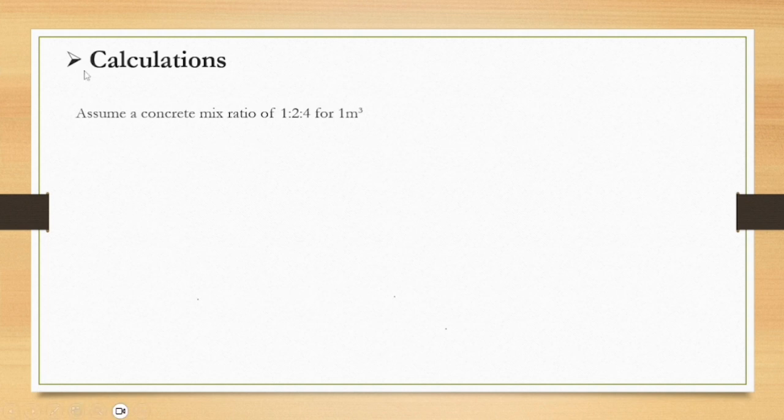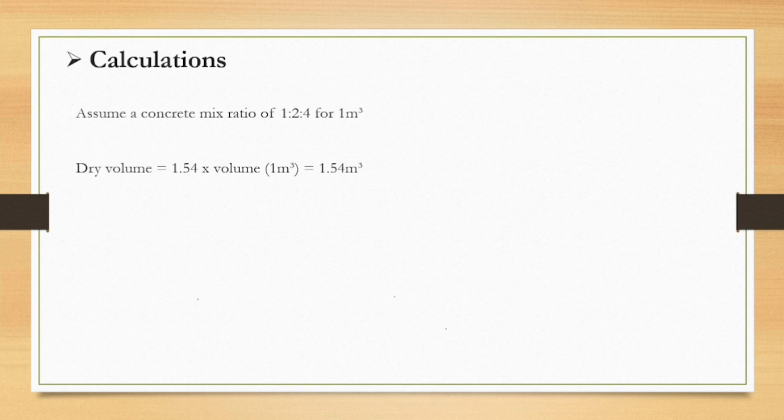let's now assume that the mix ratio we want to use is 1:2:4, and the quantity we want to do is 1 meter cube. So that is what we have here. The quantity is 1 meter cube and the mix ratio is 1 to 4. So what do we do first?